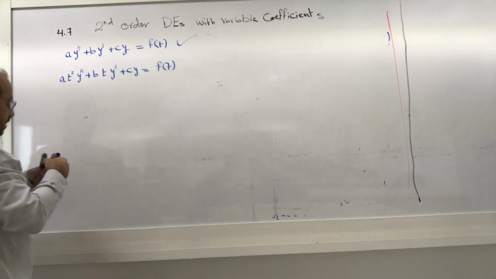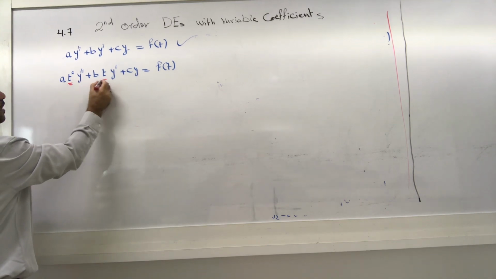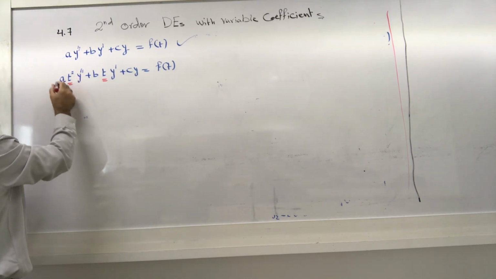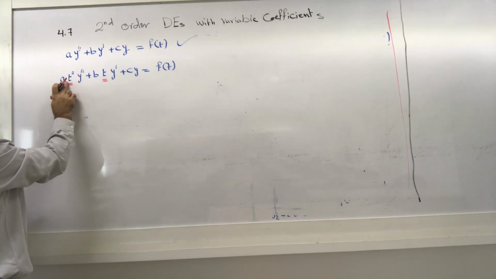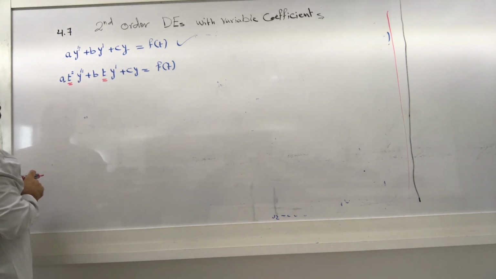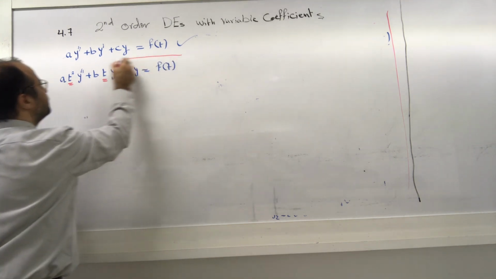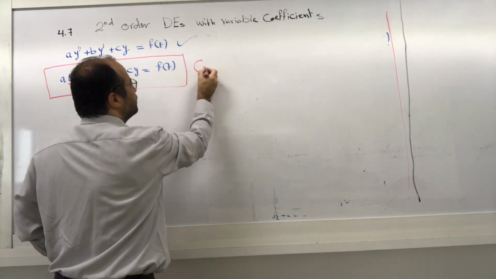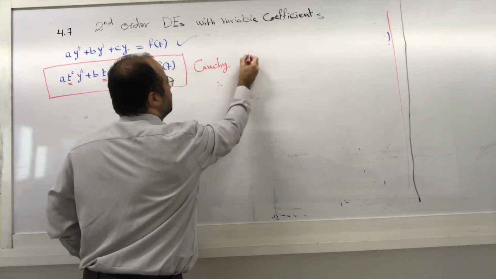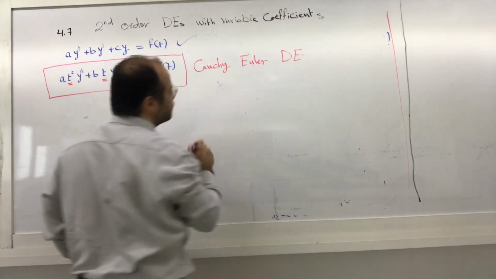Now look, what is the difference now? The difference is we have a t² here, and t here. So here the coefficient of y'' is not a constant anymore because we have the independent variable squared here, the independent variable to the power 1 here, and no independent variable here. This equation, I will call it the Cauchy-Euler differential equation of second order.